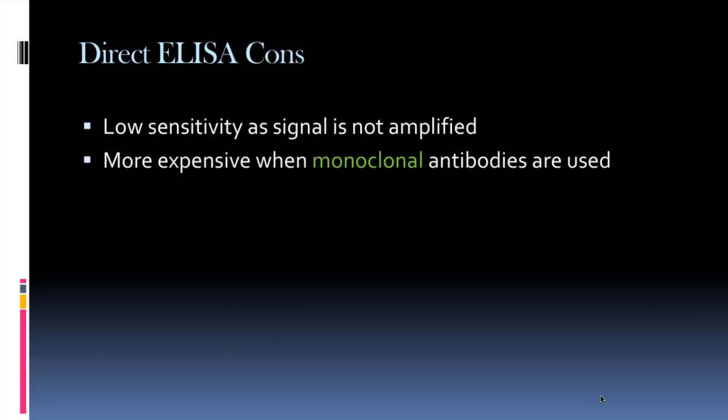The disadvantages of direct ELISA is that it has fairly low sensitivity. So the signal is not amplified. And to explain this, as we go through the other ELISAs, you'll see how signal can be amplified. But briefly, the primary antibody that is used is typically a monoclonal antibody. And what that means is that it binds to one specific site on the antigen. So it has one epitope of the antigen that it's binding to.